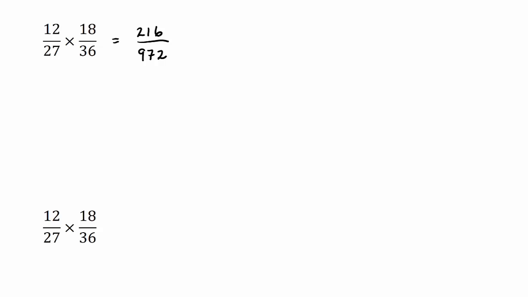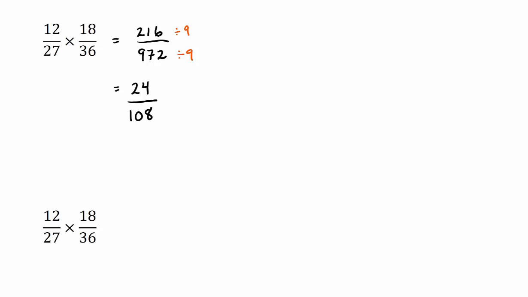Now, instead of looking for the small numbers that I know are divisible, I'm going to try to speed up this process. And I can see that the sum of the numerator's digits and the sum of the denominator's digits both add to 9. So therefore, right off the bat, I know that these are divisible by 9. And then if I do 216 divided by 9, I'm going to be left with 24. And then if I do 972 divided by 9, I'm going to be left with 108.